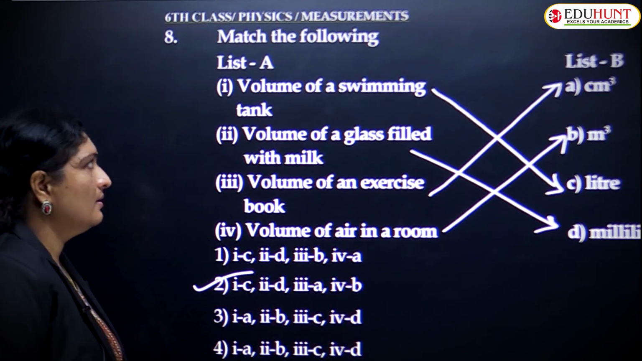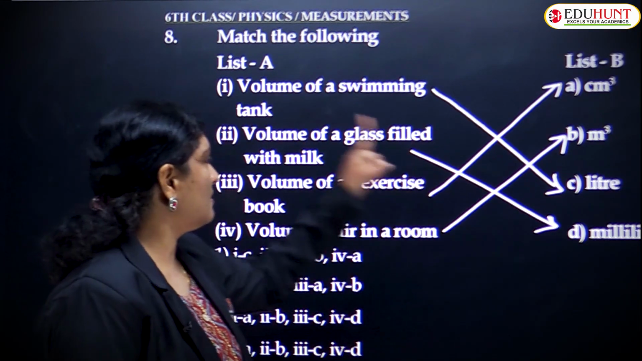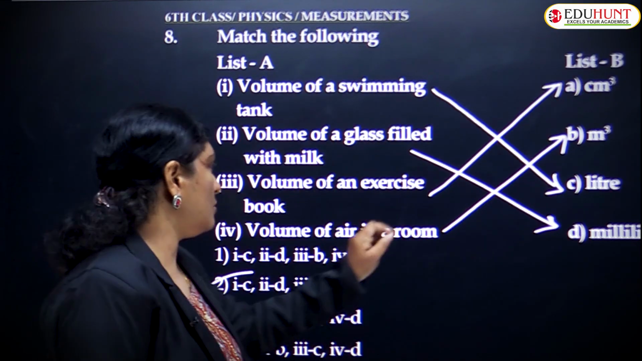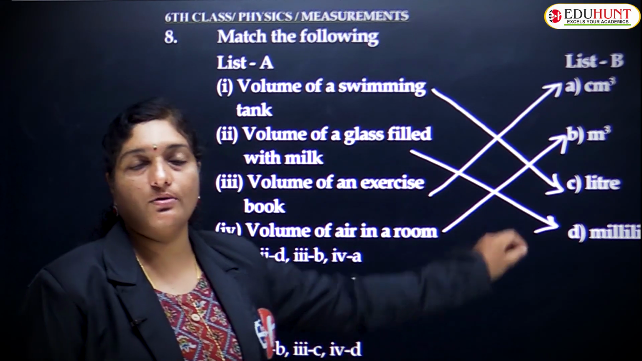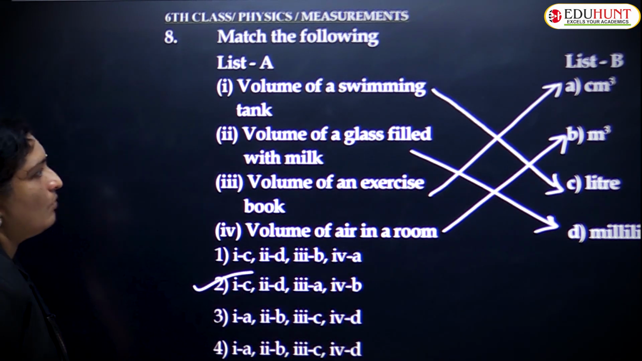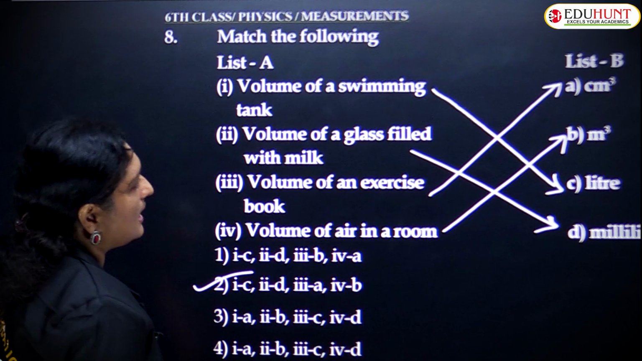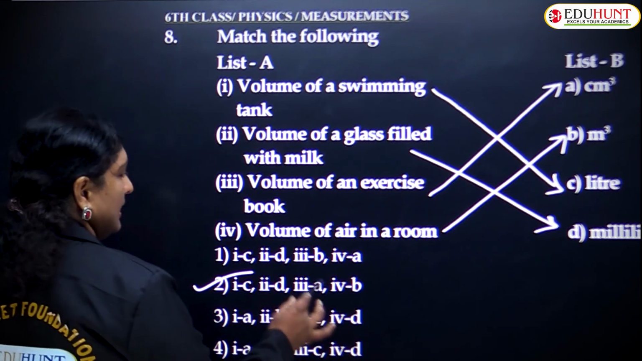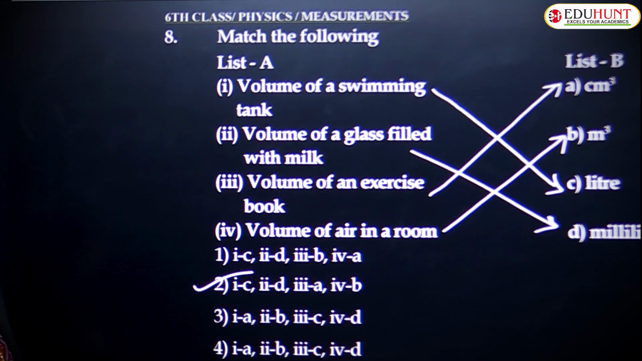Clear, children? So swimming tank in liters, glass of milk in milliliters, exercise book in centimeter cube, and air inside a room is measured in meter cube. So what is your correct answer? C, D, A, B. C, D, A, B is your right answer. Okay.